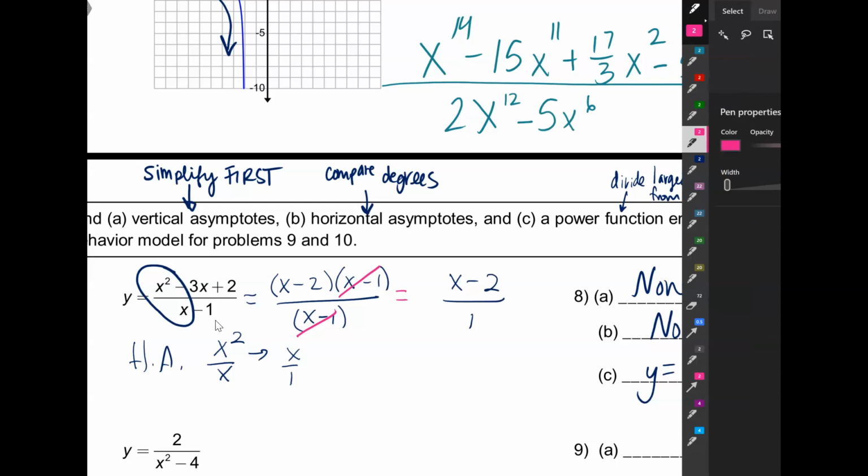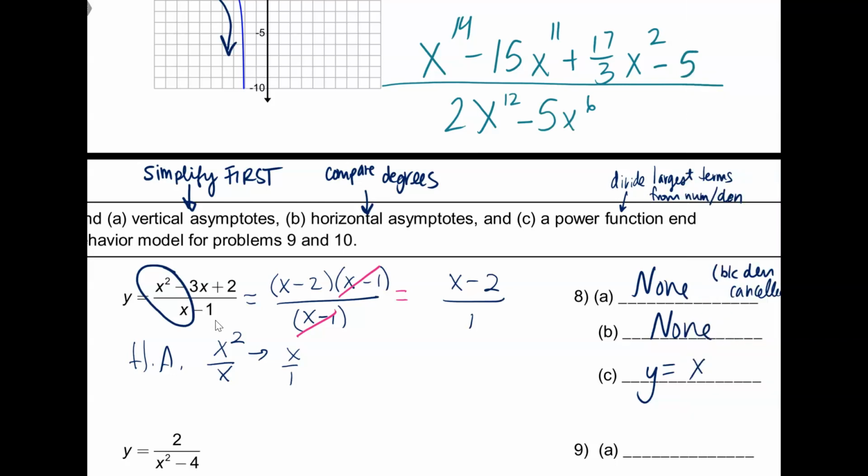So really, I could describe what's happening at the end by looking at the leading terms. So I have to rewrite it: divide the largest terms from the numerator and denominator. So I have x to the 14 over 2x to the 12. Well, I'm left with x squared over 2. So literally the power function would be y equals 1/2 x squared. That's what it looks like.